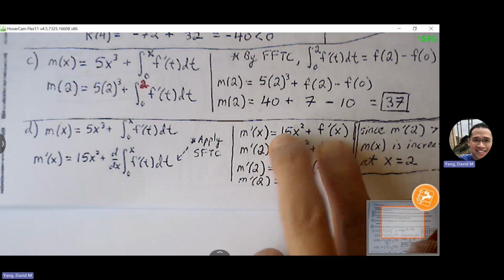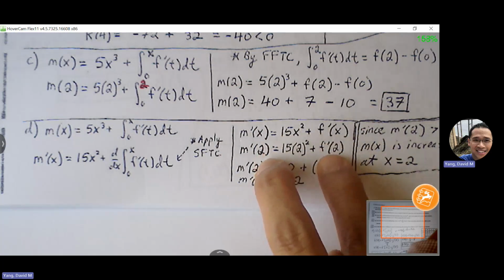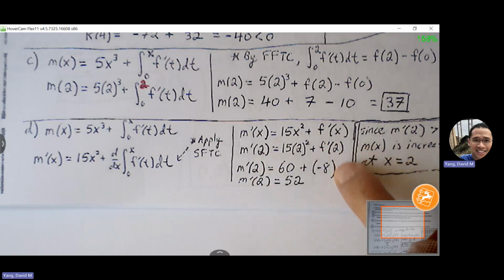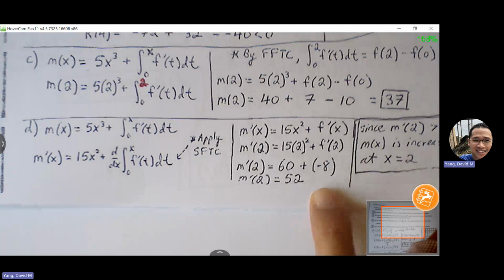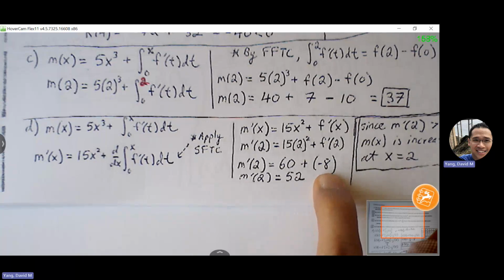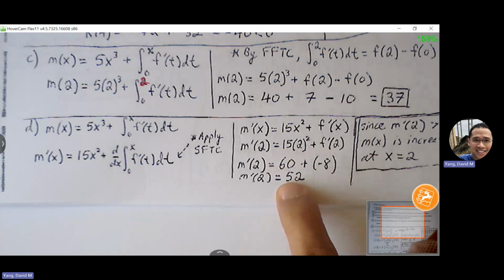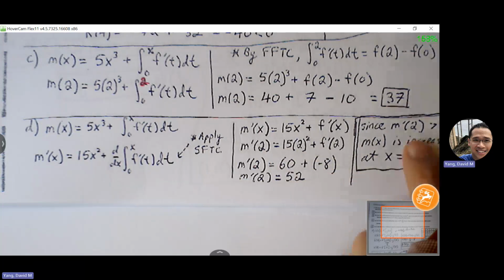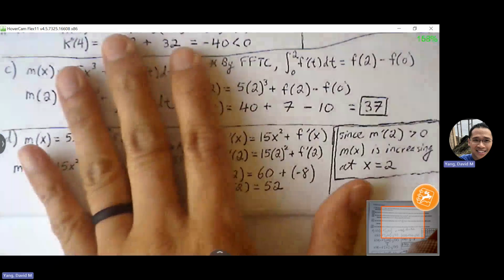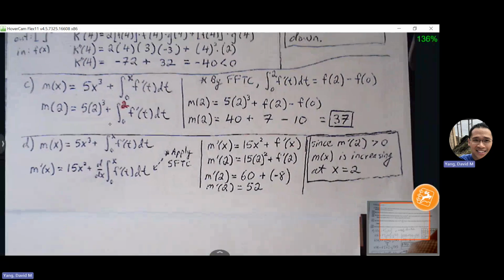So now that I have my m prime, I can replace every x with 2. And then let's see, f prime of 2. Do we know that value? We do, because we have our table to pull from. So we get 60 minus 8 is 52. And then since my slope is positive, I know that my function is increasing at x equals 2.